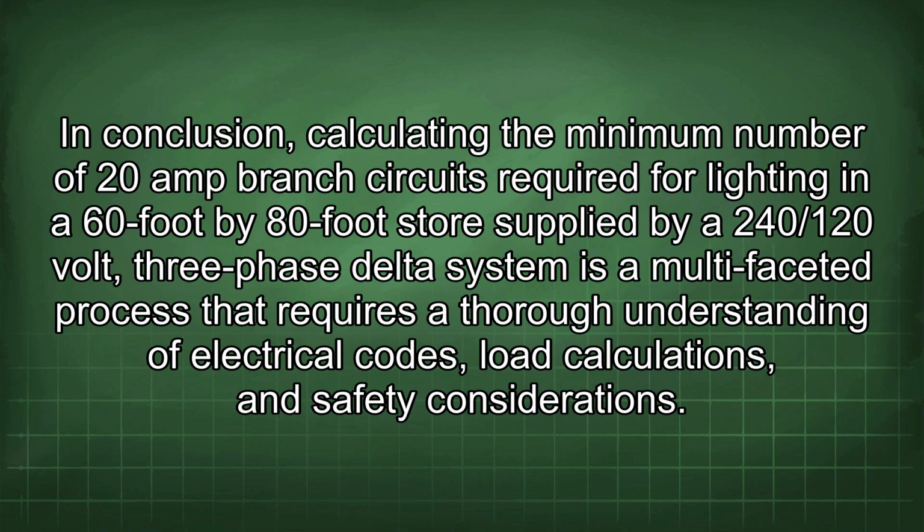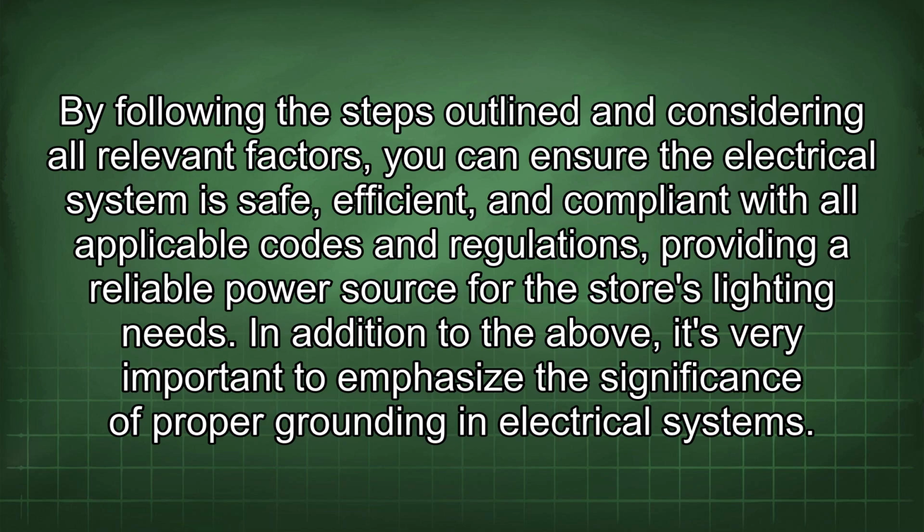In conclusion, calculating the minimum number of 20-amp branch circuits required for lighting in a 60-foot by 80-foot store supplied by a 240/120-volt, three-phase delta system is a multifaceted process that requires a thorough understanding of electrical codes, load calculations, and safety considerations. By following the steps outlined and considering all relevant factors, you can ensure the electrical system is safe, efficient, and compliant with all applicable codes and regulations, providing a reliable power source for the store's lighting needs.